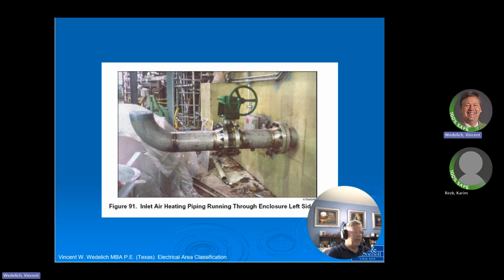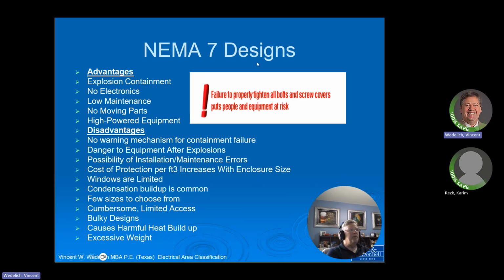And so here we have inlet air piping running through an enclosure, left side. I don't know why I picked this picture other than the fact that maybe it has that NEMA 7 box there, right? But if there's a NEMA 7 box, there's something here, probably hydrogen. NEMA 7 designs, the advantages: the explosion is contained. It's containment, right? There's no electronics to worry about. There's low maintenance. There's no moving parts, and you can put high powered equipment in there.